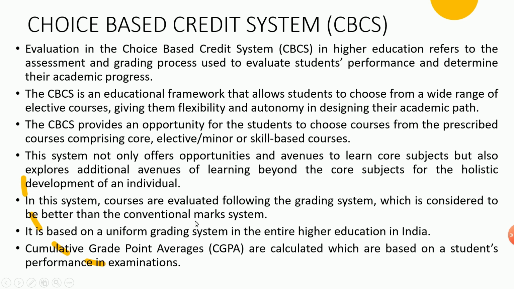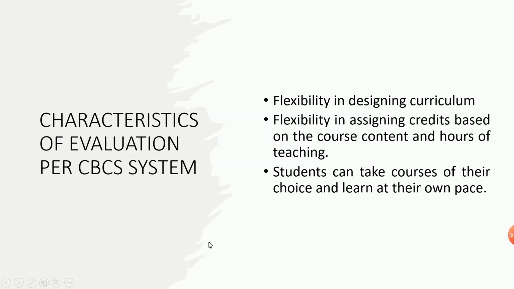So previously we had the conventional mark system where each subject would be evaluated through marks, and that would be either converted to percentage or not. So now the subjects are evaluated through grading. So we get a collective grading. It is based on a uniform grading system in the entire higher education in India. The entire grading system is called cumulative grade point average, CGPA. Based on the student's performance, these things are calculated.